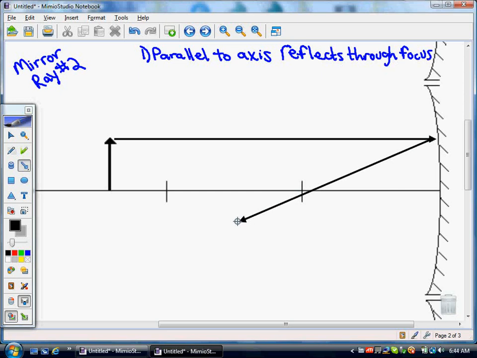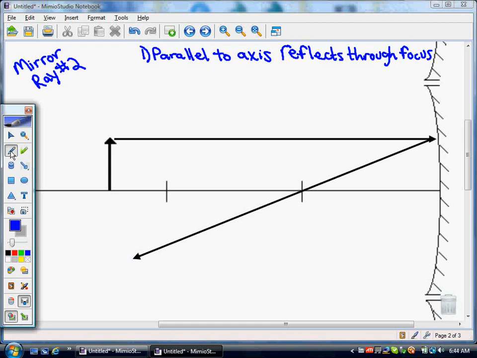Now if you notice, there are 2 lines on here that are not labeled, and these 2 little dashed lines, the one closest to the mirror is going to be the focal point. The one further away is the center of curvature, and as we discussed in class, the focal point for a spherical mirror is 1/2 the distance from the mirror as the center of curvature. So that's our first reflected ray. So this will be ray number 1.